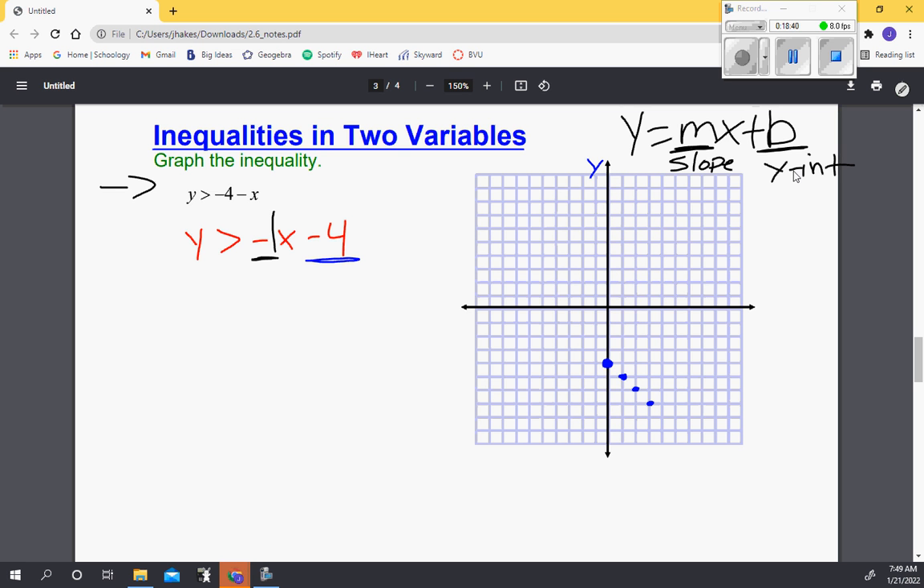Now we have to look at our inequality. Our inequality is just greater than. It's not greater than or equal to. So we actually have to have a dashed line through those points. Okay, now when it comes to shading, y is greater than. Think about which side of that line we have to shade. If it's greater than, we go to the bigger numbers, so everything above our line. Y is greater than, so I have to go above the line.